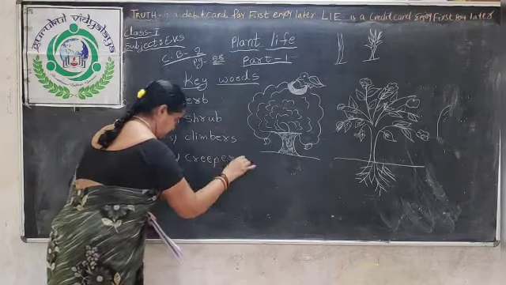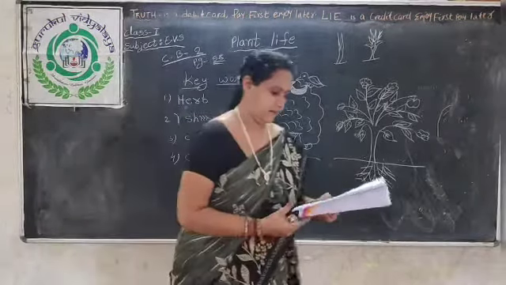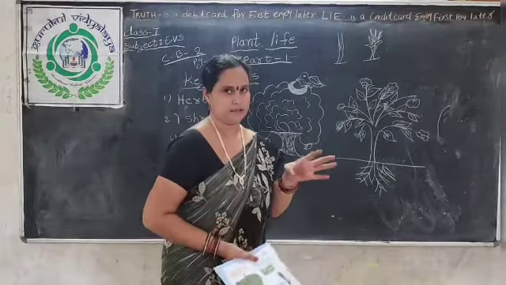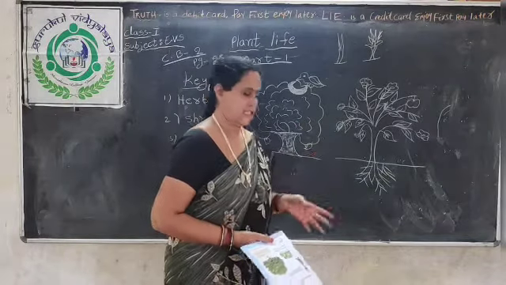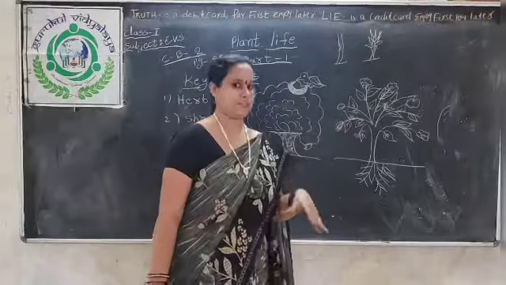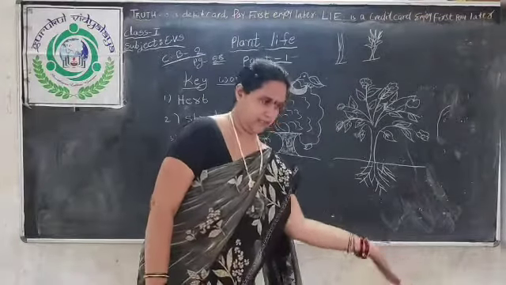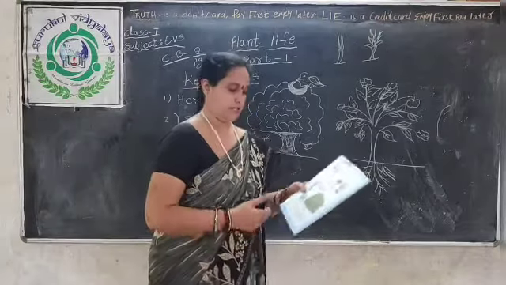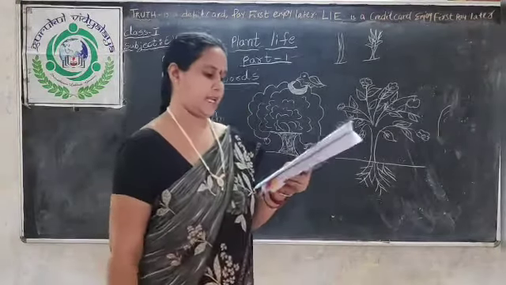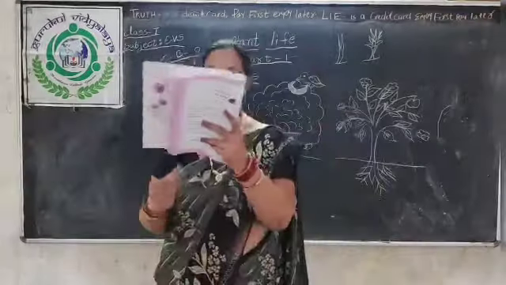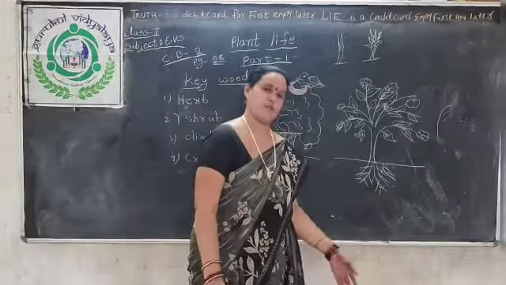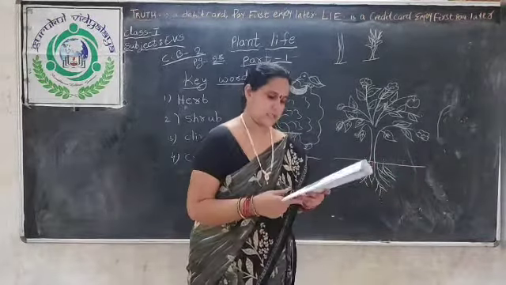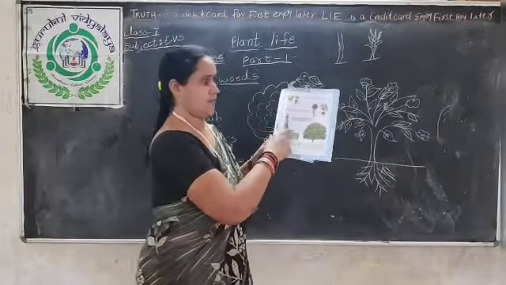Creepers grow on the land. Do you know watermelon? Watermelon, pumpkin. These are the creepers. Creepers are plants like climbers but they creep on the land for support. They will grow on the land. Example is watermelon.